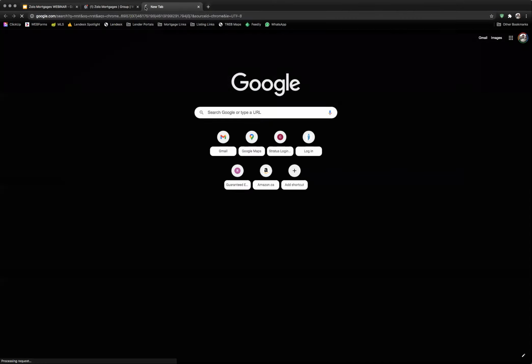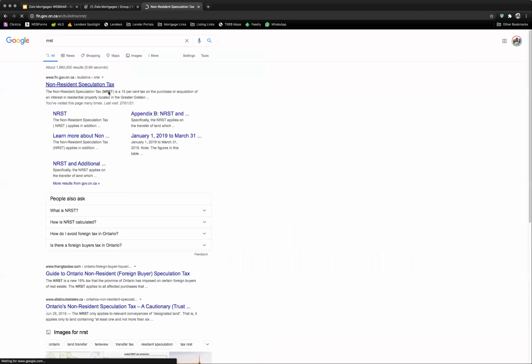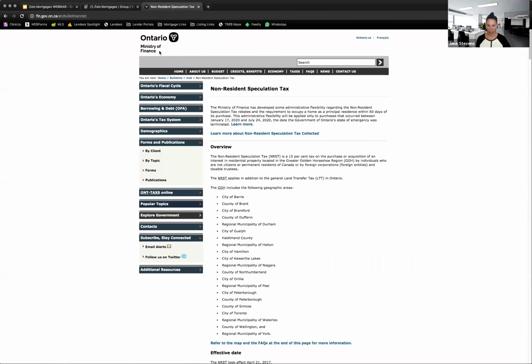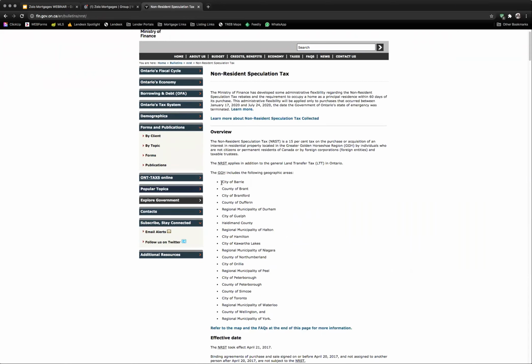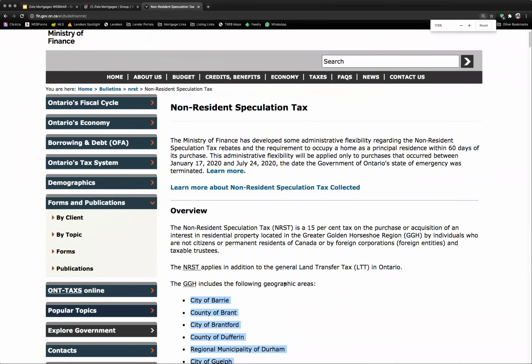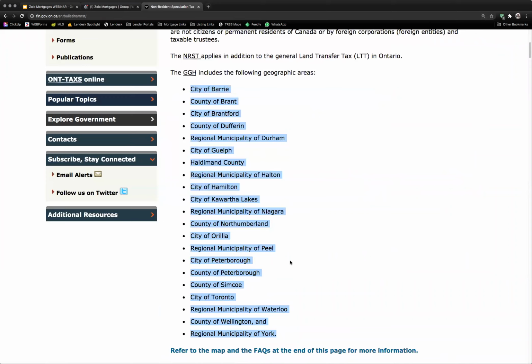If you're looking for more details into which neighborhoods are affected by this, there's the Ontario Ministry of Finance website. Just Google NRST, and it will list the areas that are specifically subject to this non-resident speculation tax. It's most of GTA, and if you're working in the GTHA, yeah, unfortunately, this affects you as well.